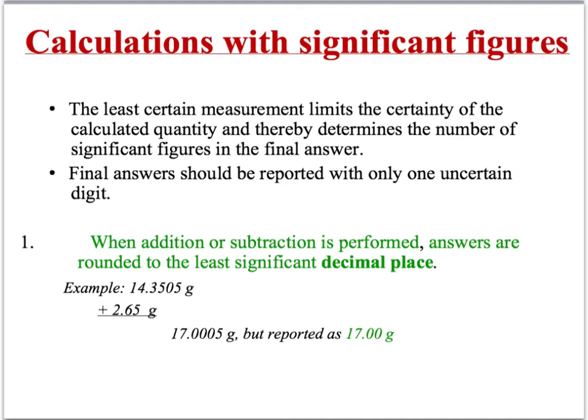So the first rule is when we look at addition or subtraction. Answers are rounded to the least significant decimal place. So really all that says is that if we took 14.3505 grams, right, and we added that to 2.65 grams, we just look for the least number of significant figures past the decimal place. So in this top one, we basically have 4 significant figures after the decimal. In 2.65, we just have 2 significant figures after the decimal. And so our final answer is reported in 2 significant figures past the decimal. Okay, so it doesn't matter what's before, it's just what's after that decimal.